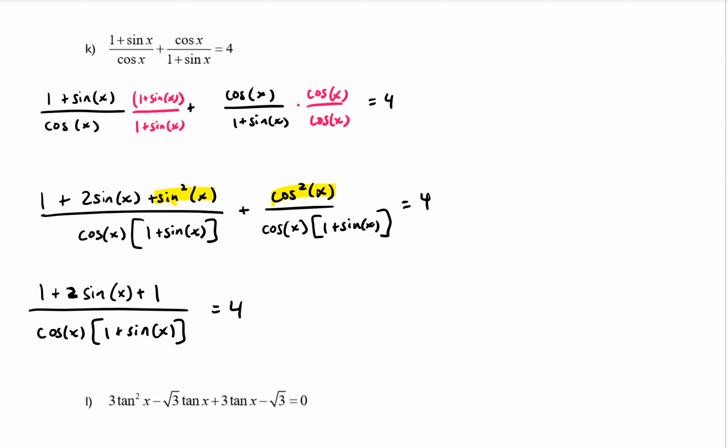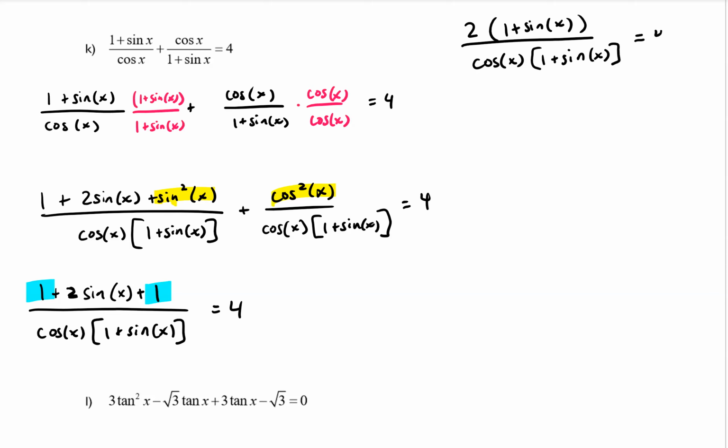Now, if I add this one and this one together, I'd get 2 plus 2 sine of x, and then I could factor out a 2 to get 1 plus sine of x over cosine of x times 1 plus sine of x is equal to 4. And this 1 plus sine of x factor in the numerator and the denominator will cancel out, and we'll get 2 over cosine of x is equal to 4. And if I rearrange the terms algebraically, this would give us cosine of x is equal to 2 over 4, which is equal to 1/2.